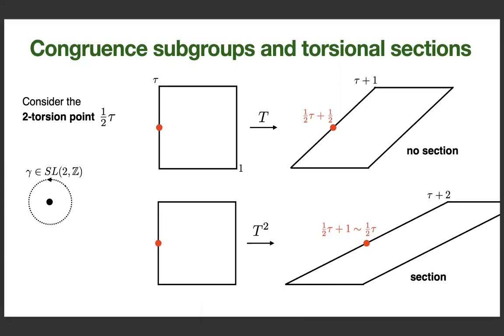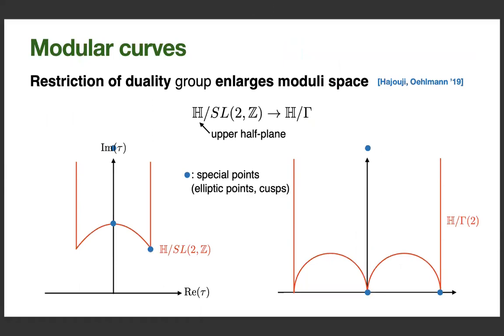You will find that demanding the invariance of torsional sections in F-theory compactification reduces the duality group down to a congruence subgroup. But if you do that, suddenly you see that your moduli space gets enhanced because now you have additional data defined on the F-theory fiber. And instead of modding out the upper half plane by SL(2,Z), I just mod it out by this congruence subgroup.